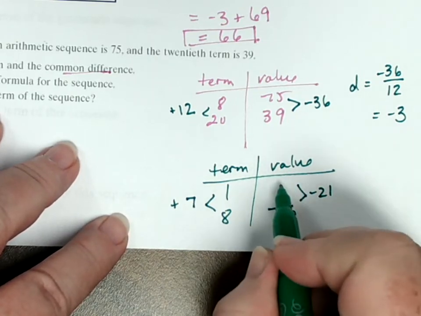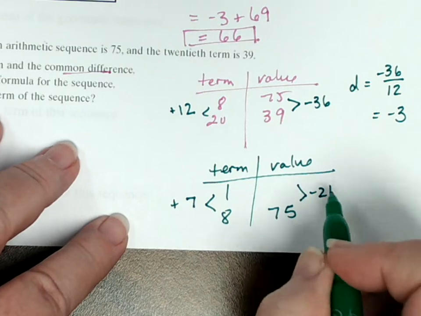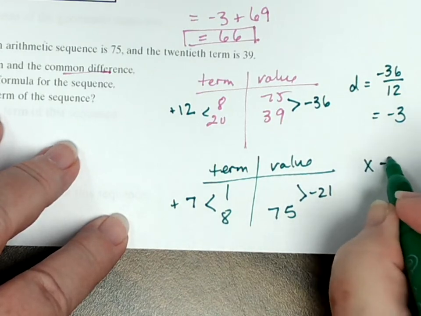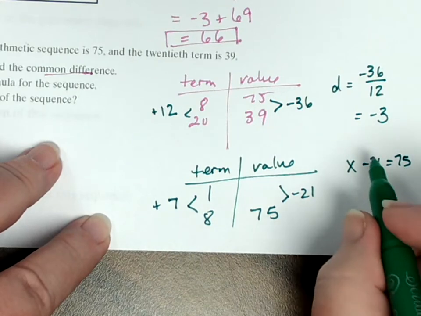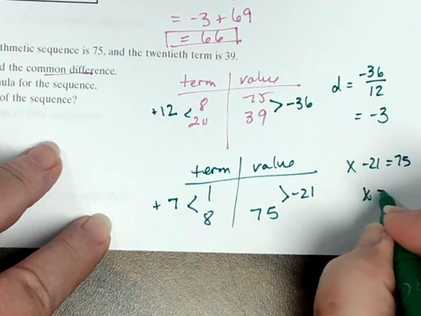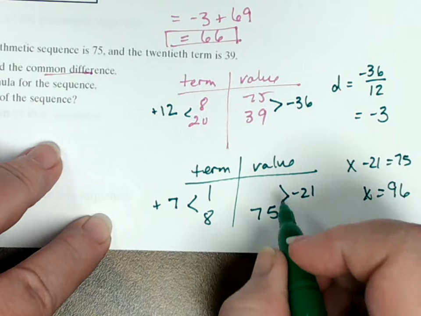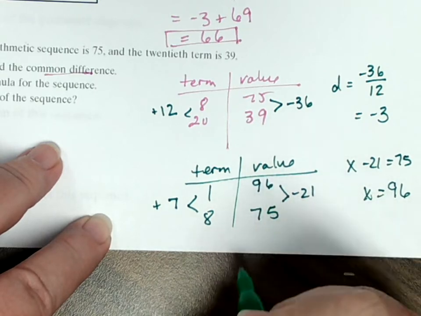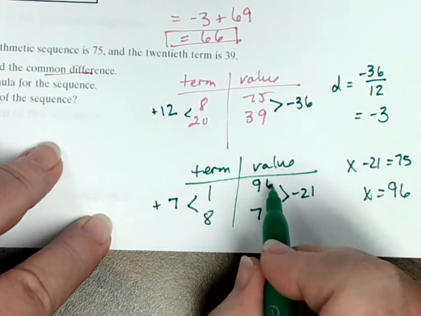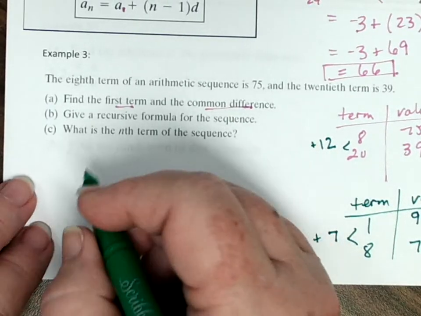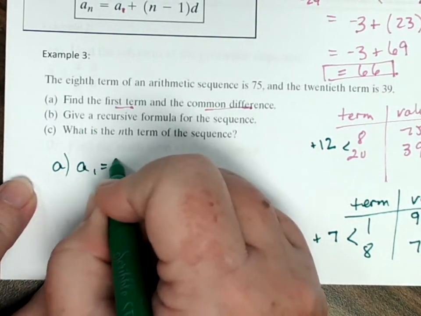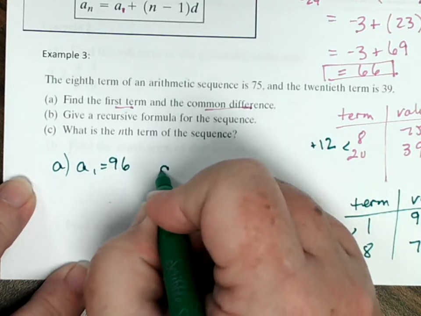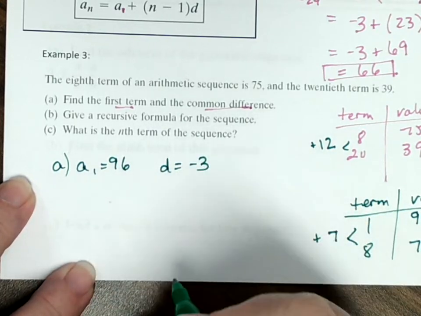So what value minus 21 would equal 75? Solve for x, and you'll find that that's 96. So my first term is 96. To answer part A, what's the first term? A sub 1 is 96. What's the common difference? Negative 3.